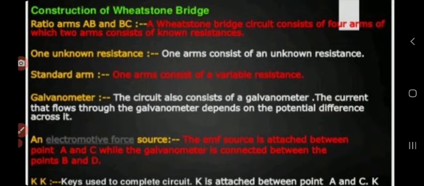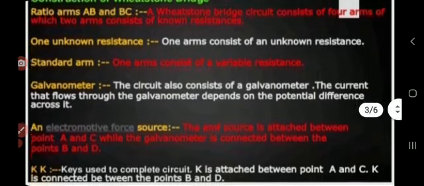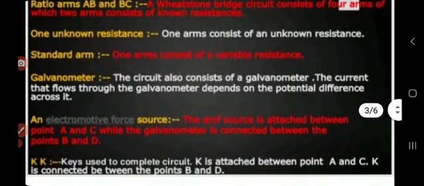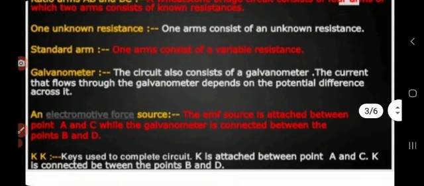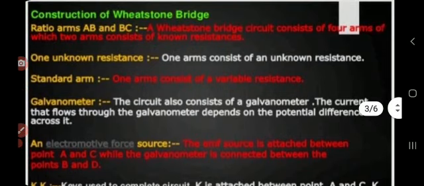Standard arm. One arm consists of a variable resistance. A galvanometer is also present in the circuit. The current that flows through the galvanometer depends on the potential difference across it. So these are the various parts of Wheatstone bridge.